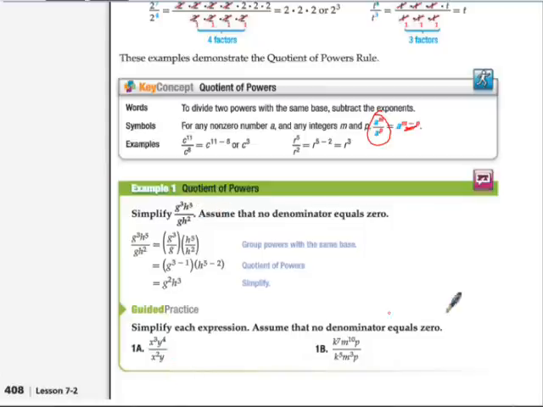No problem. Okay, go ahead and pause the video right here. Remember, divide means subtract. Go ahead and give me some answers to 1a and 1b. Pause the video and get me those.